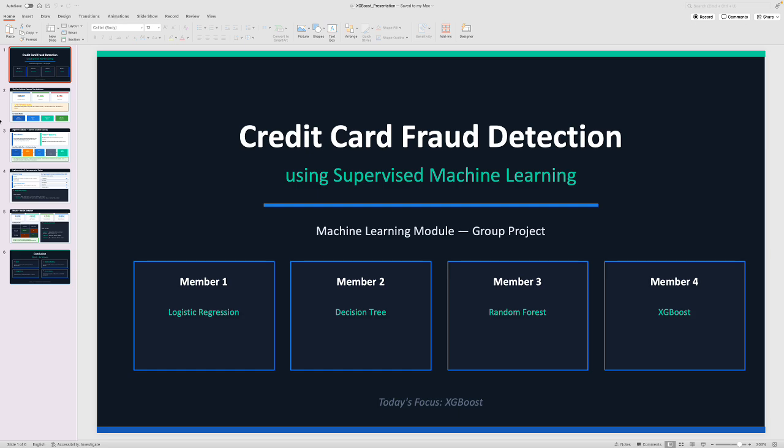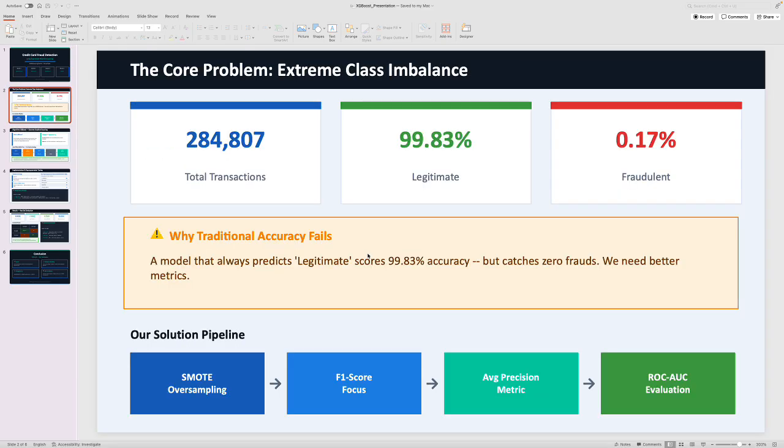To solve this, we formulated the problem as a supervised learning binary classification task using a real-world dataset from Kaggle. However, we immediately ran into the biggest problem in fraud detection: severe class imbalance in our dataset. Fraud transactions represent only about 0.17% of the total records. Because of this, traditional accuracy is a misleading metric.